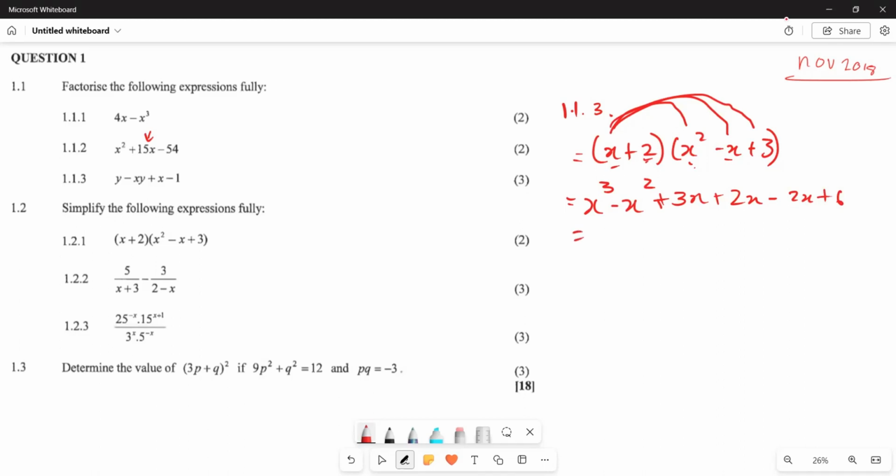And now, if that is going to be this, you're going to group your like terms. When you're grouping your like terms, you are going to start with your x cubed, and then the negative x squared together with what?